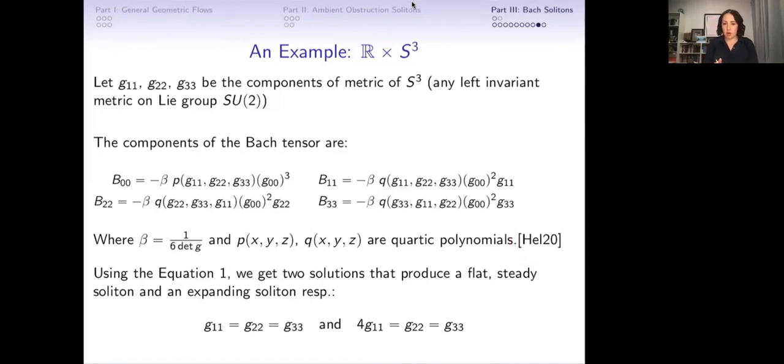But using equation 1, that string of equalities that we found, and dividing, say, B11 by G11, B22 by G22, we're able to see that we get two solitons, right? So one is going to be a flat, steady soliton given by G11 equals G22 equals G33. And also that string of equalities will spit out a soliton with metric ratios like this.